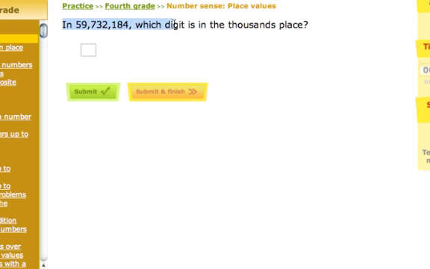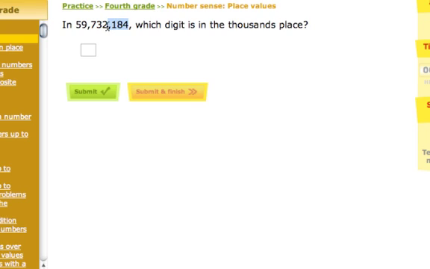In 59,732,184, which digit is in the thousands place? Okay, so we need to figure out which one of these numbers is in the thousands place. Let's start by working from right to left. The 4 is in the ones place. The 8 is in the tens place. The 1 is in the hundreds place.